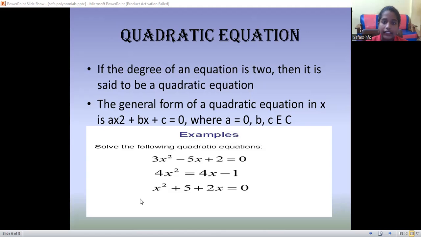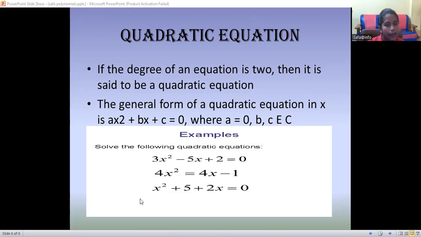Means the degree of a variable in the equation is 2, then it is said to be a quadratic equation. The general form of a quadratic equation in x is ax square plus bx plus c is equal to 0, where a is not equal to 0, and b and c are constants.